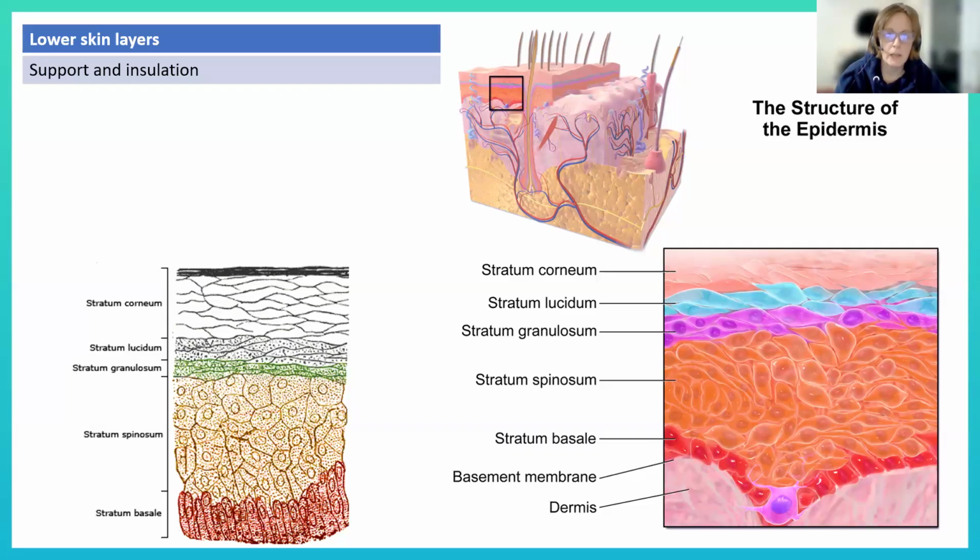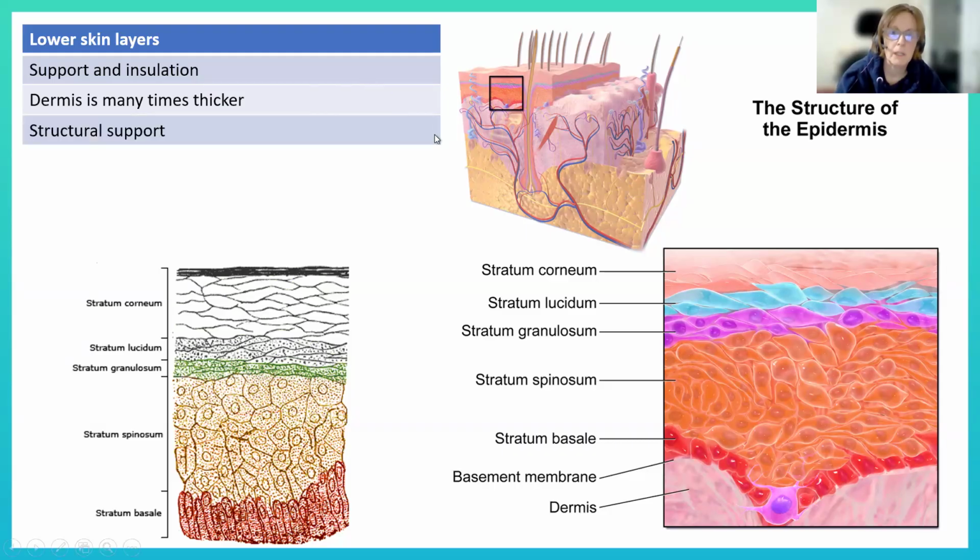So that's the epidermis. The lower skin layers are there for support and for insulation. The dermis is many, many times thicker than the epidermis. That's this layer here. It doesn't look many times thicker on this diagram, to be honest, but it is. It's a lot thicker, and this provides a lot of structural support. And you can see on the diagram here, there's loads more going on inside this layer. The epidermis is just skin cells, this has got nerves. You can see muscles.